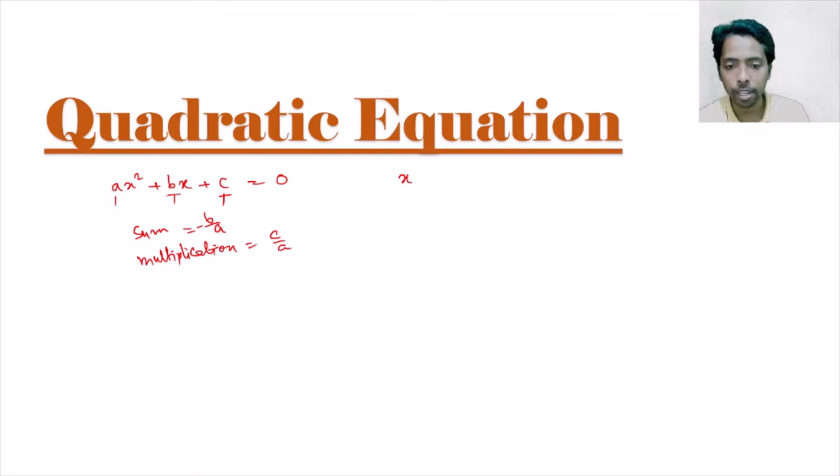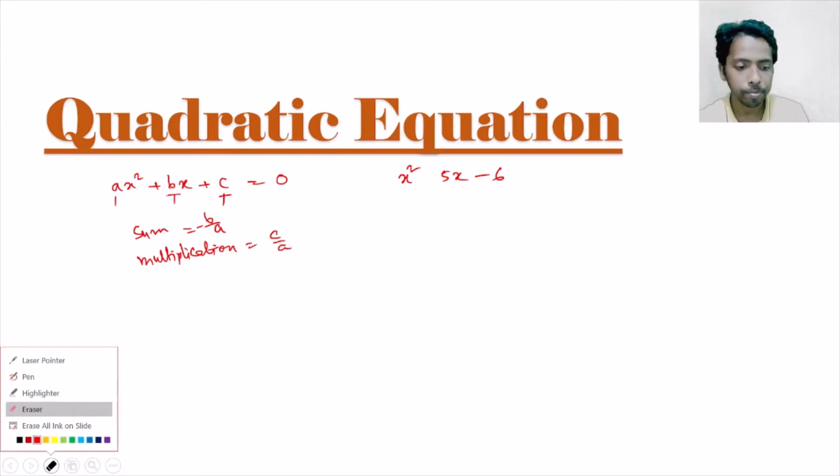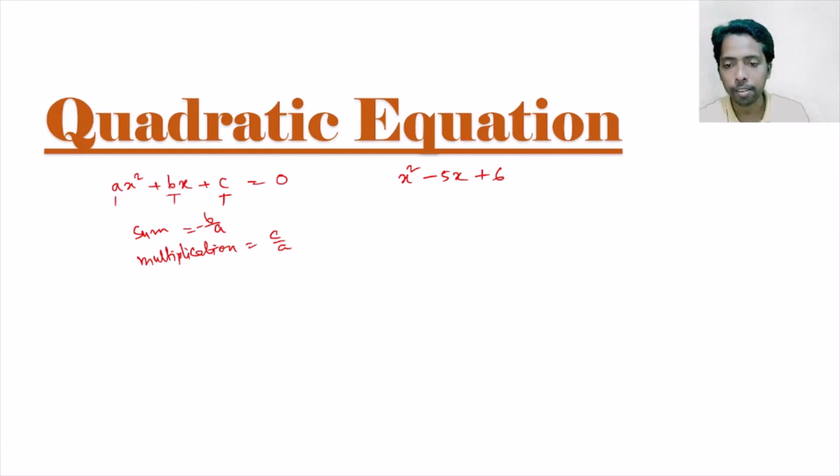See, if we take an equation, that is x square minus 5x plus 6 equals to 0, right? So if we factorize this, x square minus 3x minus 2x plus 6, right? This is the very general way, everyone can understand this. Now x minus 3 minus 2 x minus 3 equals to 0, x equals to 2 or 3.